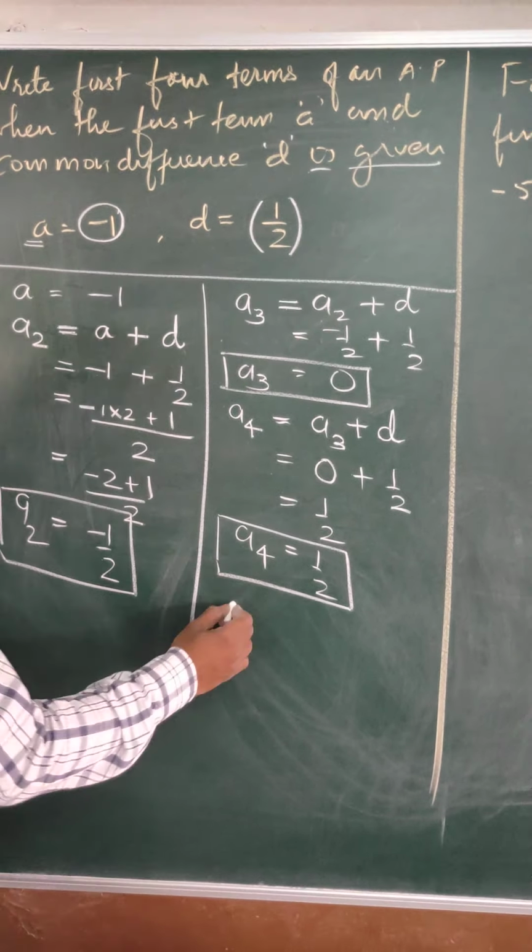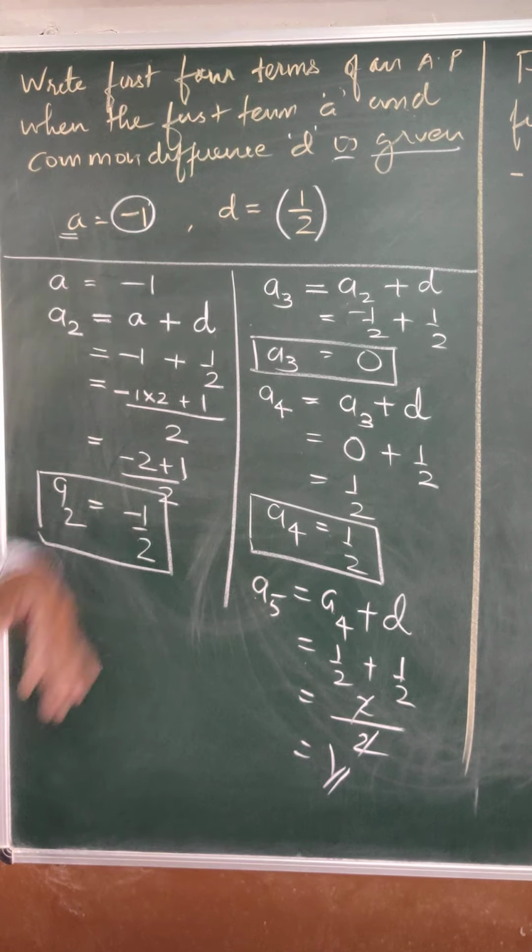So we have solved the question, and our next four terms are: A2 is -1 by 2, the next term, the third term, is 0, the fourth term is 1 by 2, and the fifth term is 1. So based on this, we can find the second term, third term, fourth term and fifth term of an AP from the given value of A and common difference D.